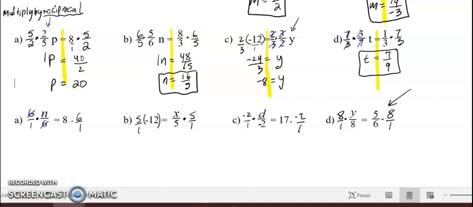So let's finish this off real quick. This is going to be n is equal to 48. The next one, the 5 times the negative 12 is negative 60 equals just x. The next one, the negative 2's cancel, and you're left with d equals negative 34. And the last one, the 8's cancel, and you're going to wind up with y equals 40 over 6, which reduces to a fraction. You're going to divide the top and the bottom. But time is up, so I got to go now, and I'll leave it that way.